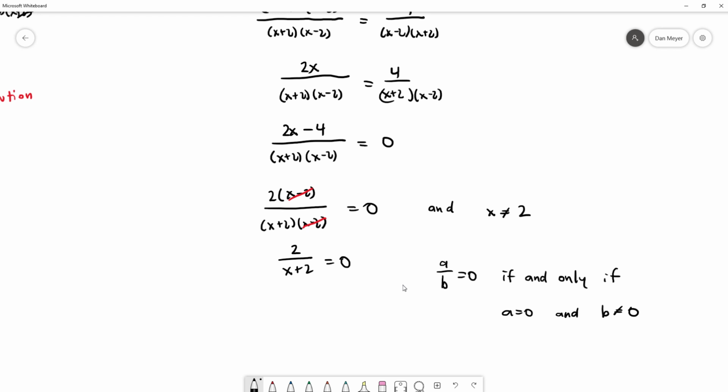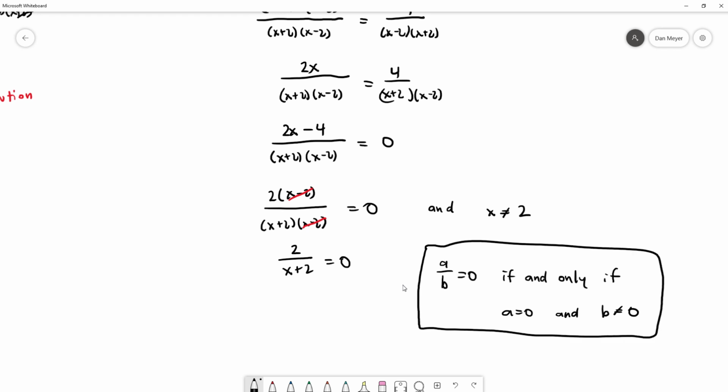So that's a big rule that we need to kind of keep in the back of our minds. A fraction is 0 only when the numerator is 0 and the denominator is non-zero. In this particular case, our numerator is 2. It's never going to be 0. So here we can see that there are no solutions.